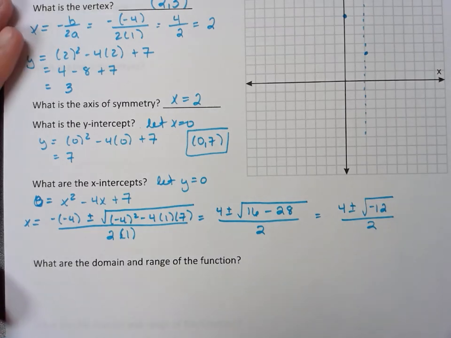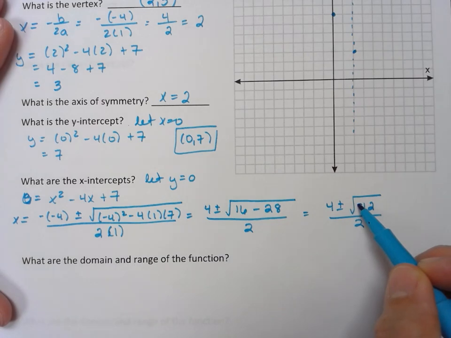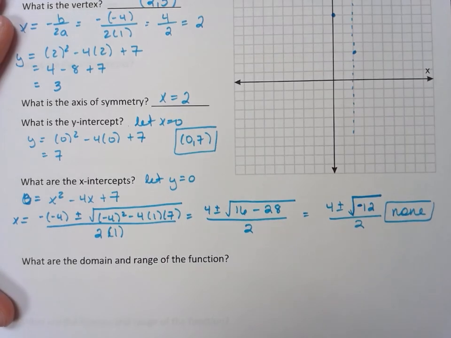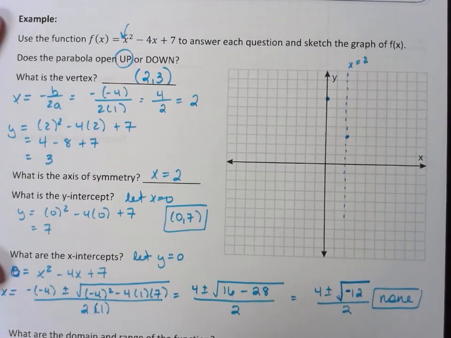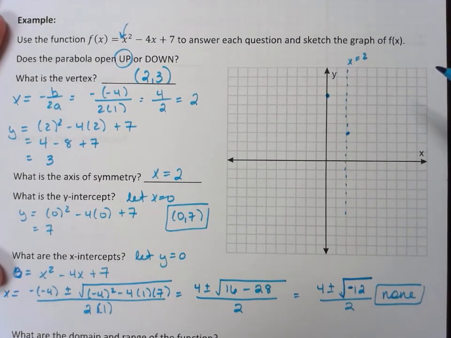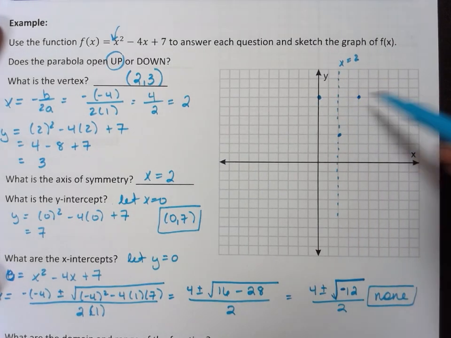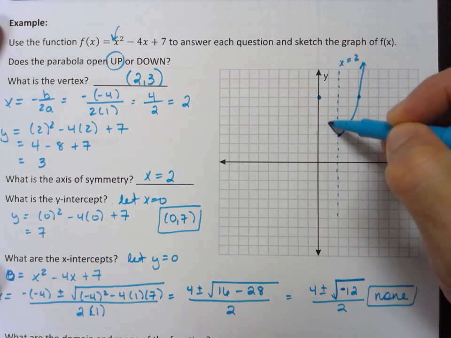You can stop there because remember, we're trying to graph this. Since there's a negative under the square root, we know that's imaginary. So there are no x-intercepts. Remember what we did on the last problem. This is actually the exact same problem, just written in a different form. We're going to mirror this on the other side of the axis of symmetry and sketch our graph.